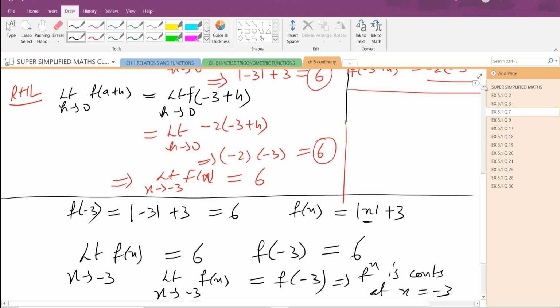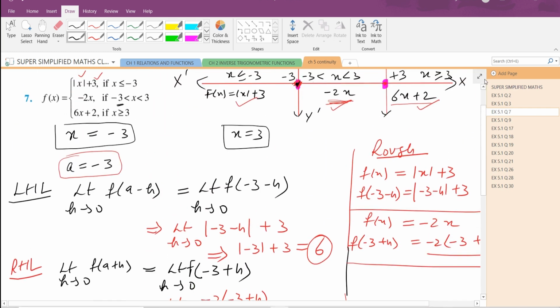So out of the two probable points of discontinuity, we had these two probable points of discontinuity, either this or this. At this one, I got to know that the function is continuous. At this one, I got to know that the function is continuous. Now I have to check the continuity of the function at the point 3.